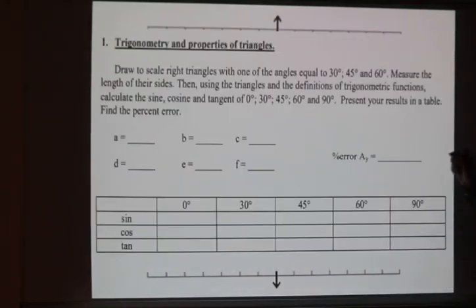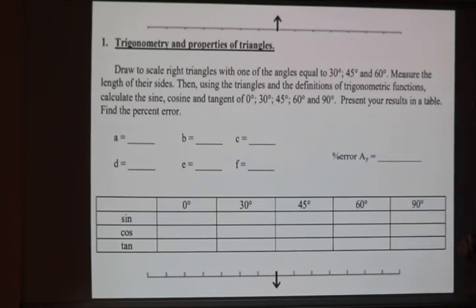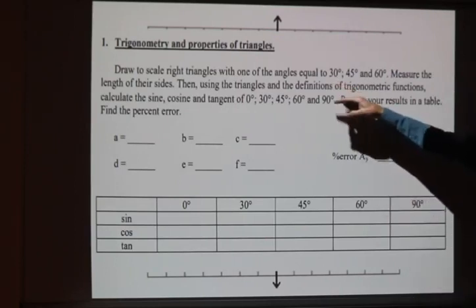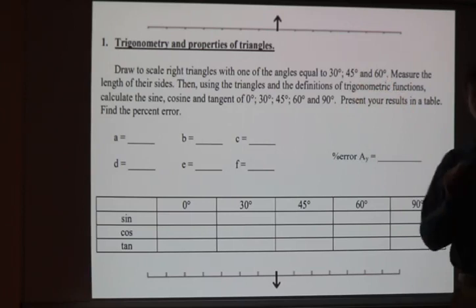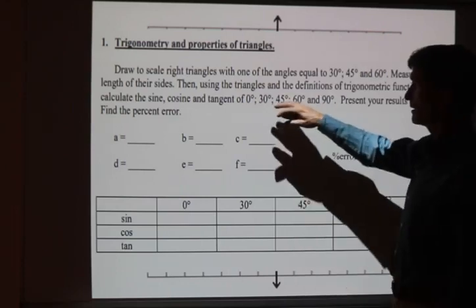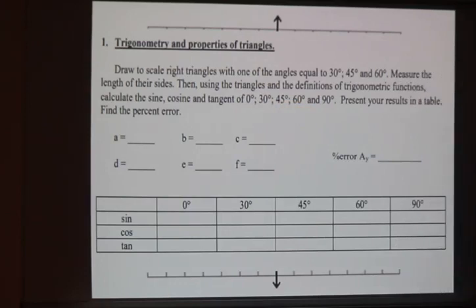In any case, the first thing that they have you do is draw to scale right triangles with one of the angles equal to 30 degrees, 45 degrees, and 60 degrees. Measure the lengths of their sides, then using triangles and the definitions of trigonometric functions, calculate. You're going to do this using the measurements that you have and compare them to the calculated values of sine, cosine, and tangent for 0 degrees, 30 degrees, 45 degrees, 60 degrees, and 90 degrees. Present your results in the data table below.